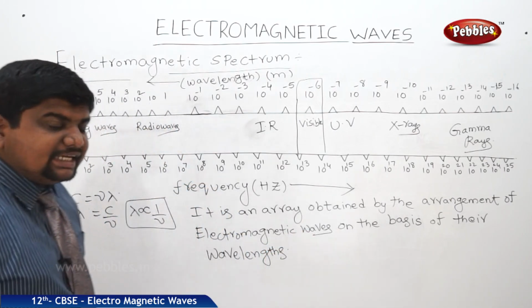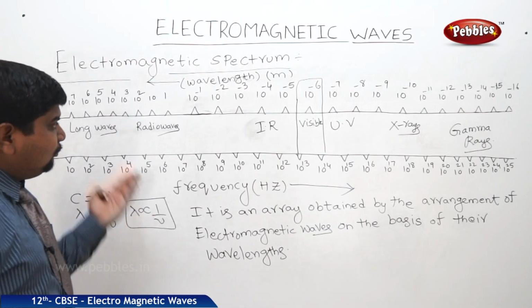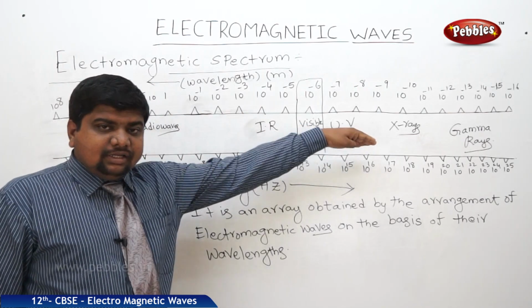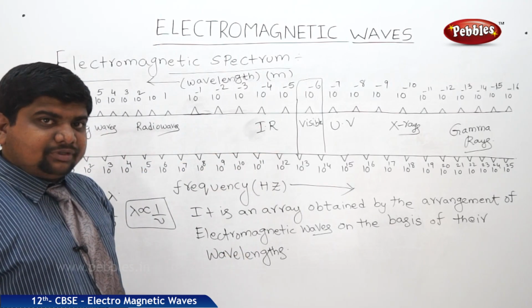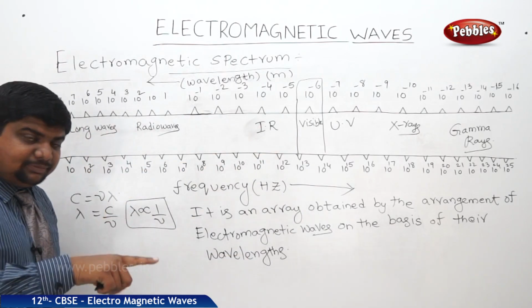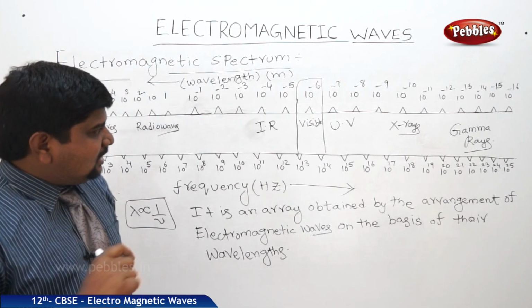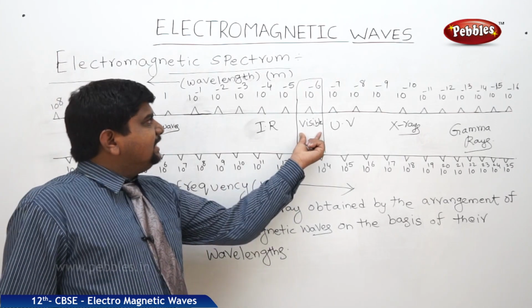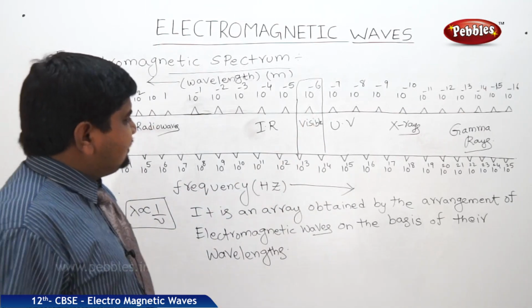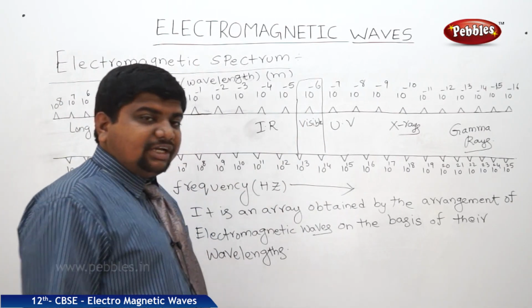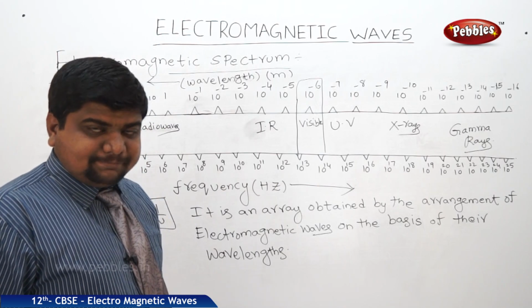Maybe in the order of increasing or decreasing wavelengths, we have arranged all electromagnetic waves. This arrangement is called the electromagnetic spectrum. The spectrum contains invisible and visible parts. This is the visible range of wavelength, 10 power minus 6 meters, which consists of 10 power 15 to 10 to the power of 16 hertz of frequency.